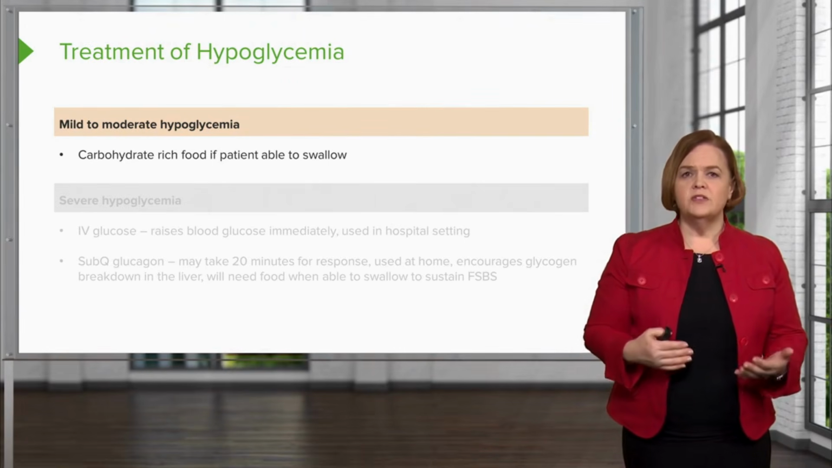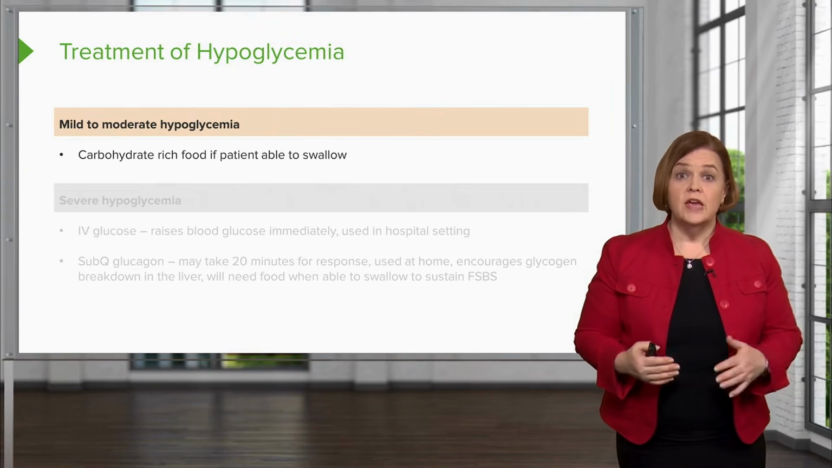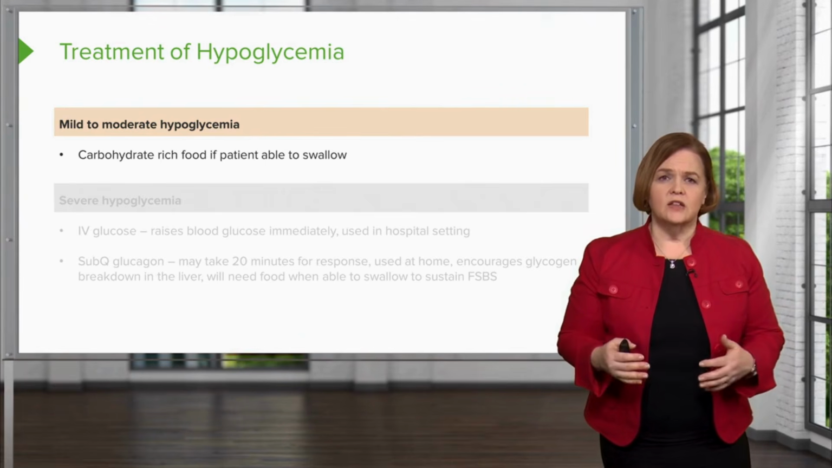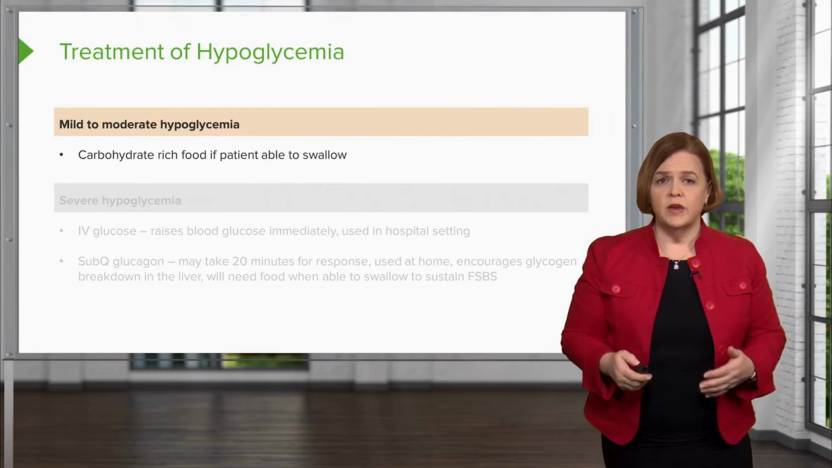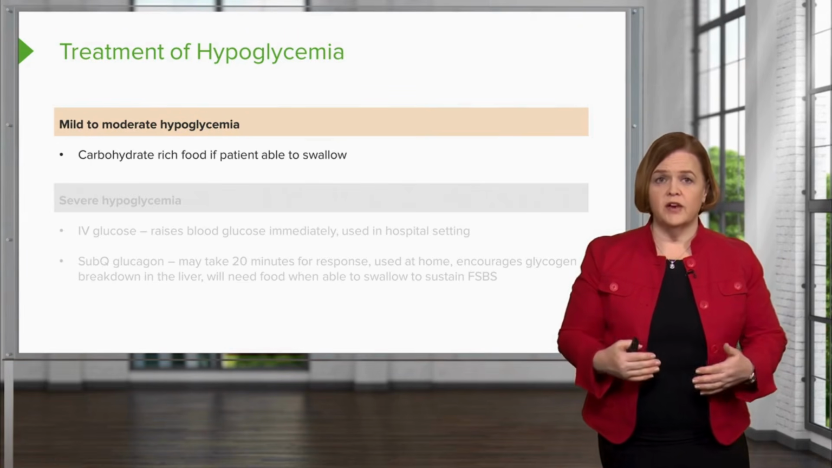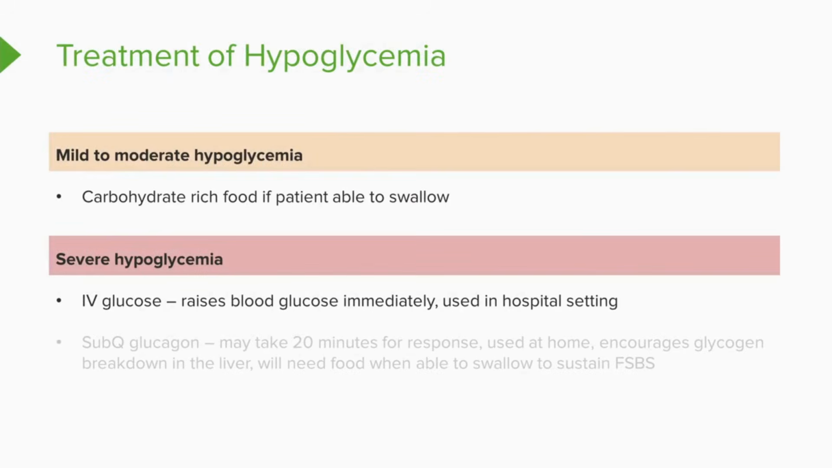If they have mild to moderate hypoglycemia, we can just give them some carbohydrate-rich food. Make sure they're able to swallow safely. But if their blood sugar is getting a little low, we just give them a carbohydrate-rich food, and that should help raise their blood sugar. Be sure to keep checking their blood sugar to watch its progress. Now, if there's severe hypoglycemia, we can use IV glucose. That'll raise their blood glucose immediately, right? Because we give it right into their bloodstream. But we only use that in the hospital setting.